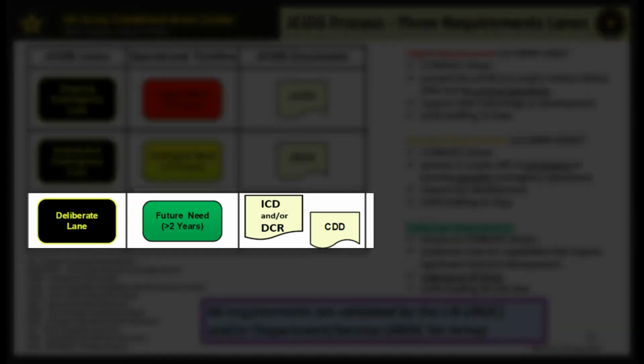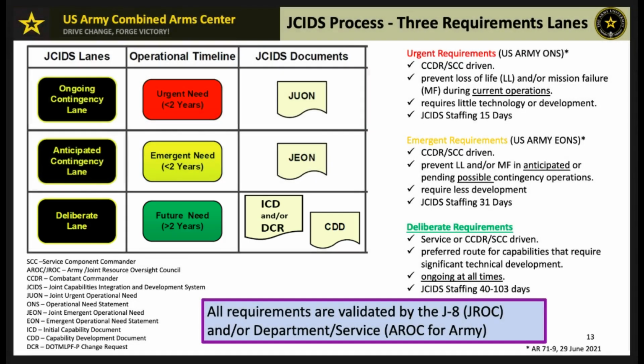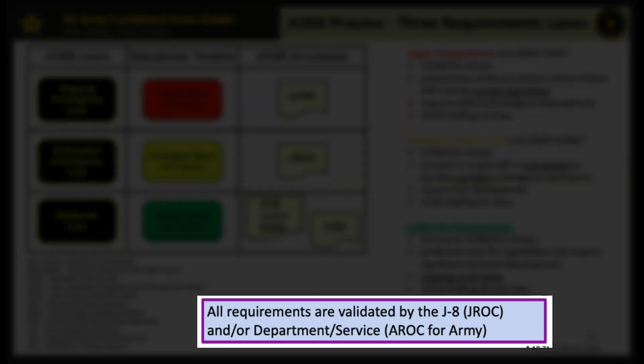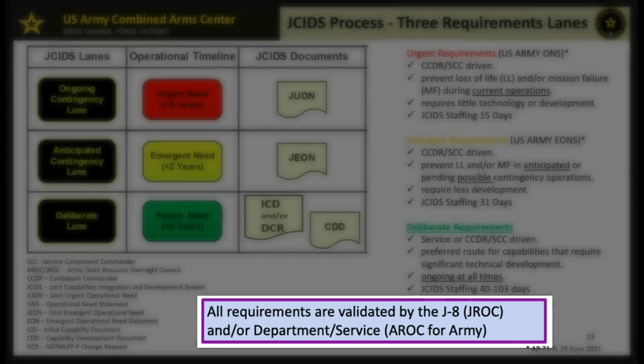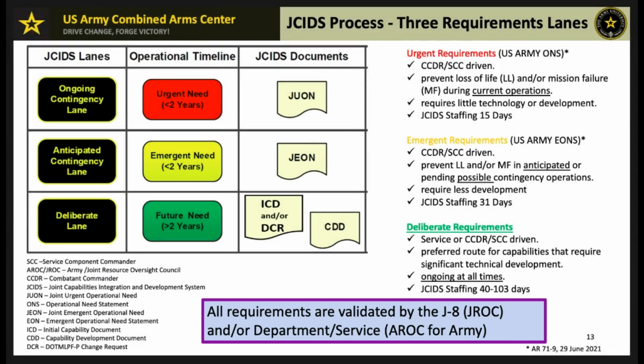Lane 3, deliberate requirements. These requirements address long-term needs that require significant technical development and are always ongoing. These requirements are driven by the services or combatant commander or service component commander and are typically staffed within 40 to 103 days. This lane ensures that the military remains prepared for future challenges, allowing for more comprehensive planning and development. All requirements, whether urgent, emergent, or deliberate, are validated by the Joint Requirements Oversight Council, the JROC, which is managed by J8, or the processes within each department or service.